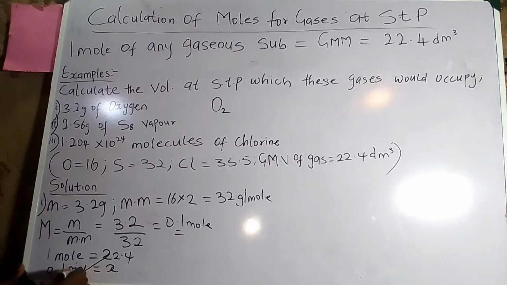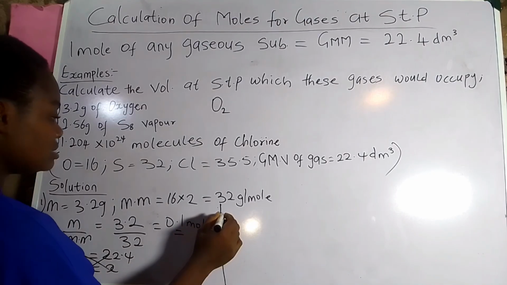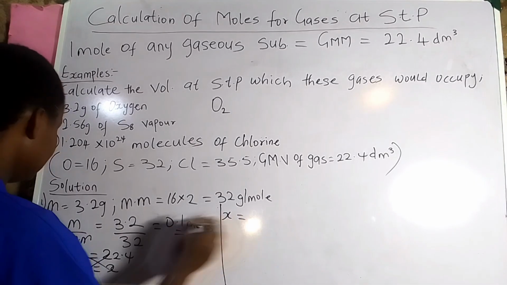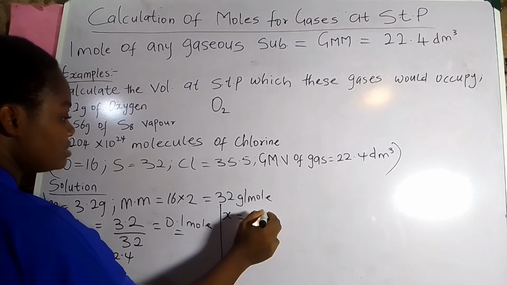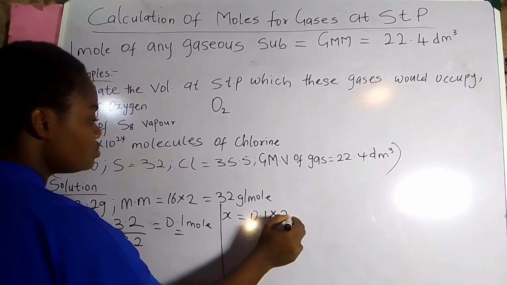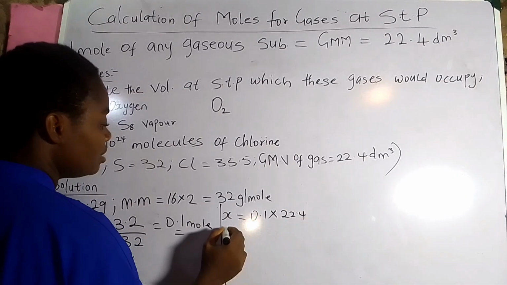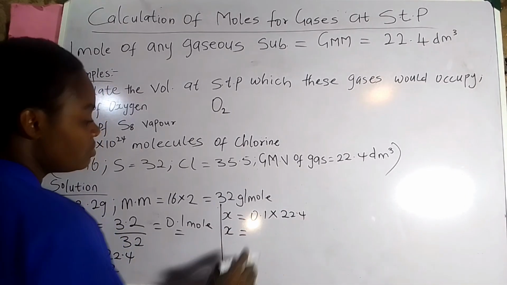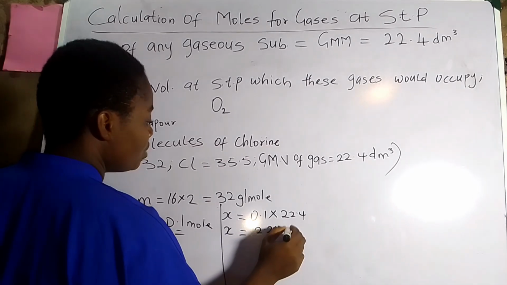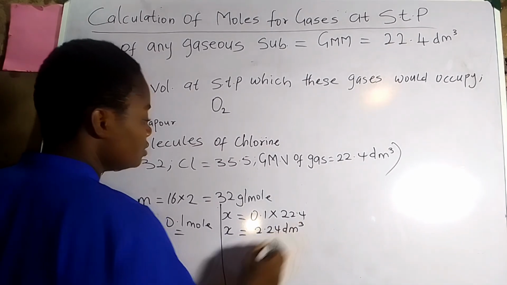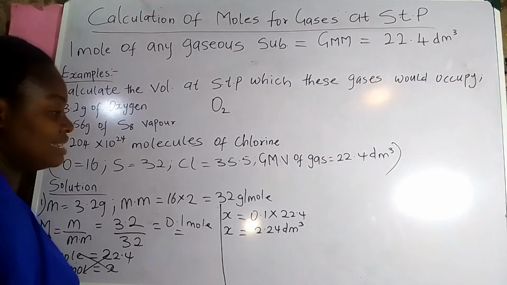That is the question. So we say 1 mole is equals to 22.4 and then 0.1 mole is equals to x. What do we do? We simply do our cross multiplication. The 1 times x, of course, is equals to x, and 0.1 times 22.4, x is equals to, when you calculate this, you'll be having 2.24 dm³. Beautiful. That is the answer.